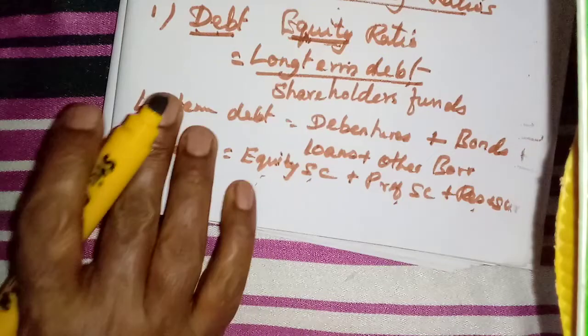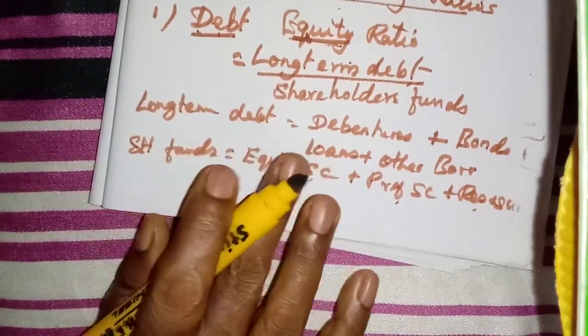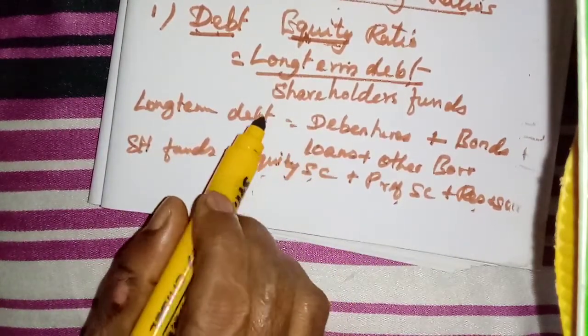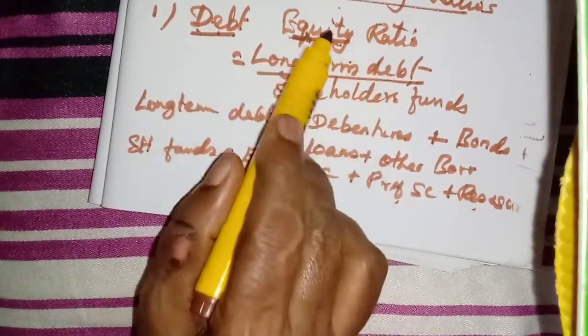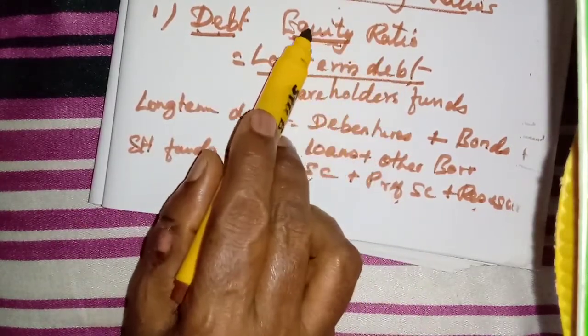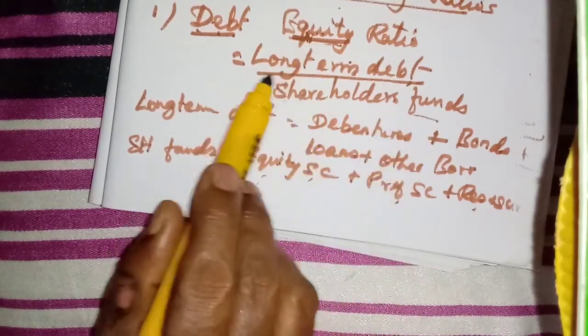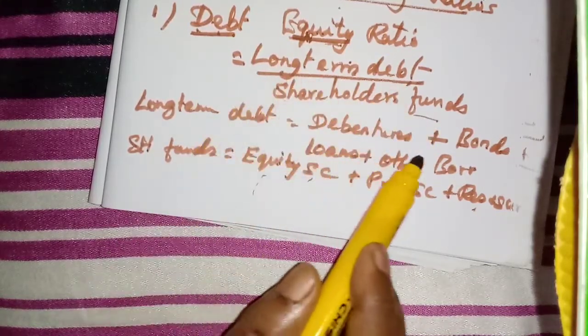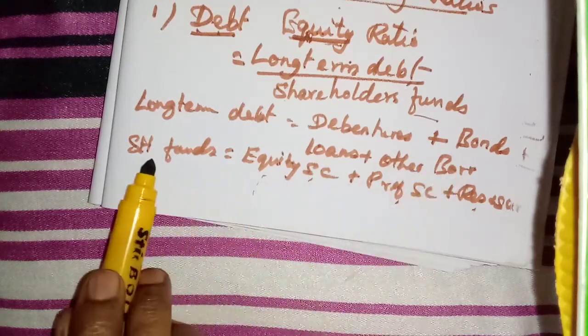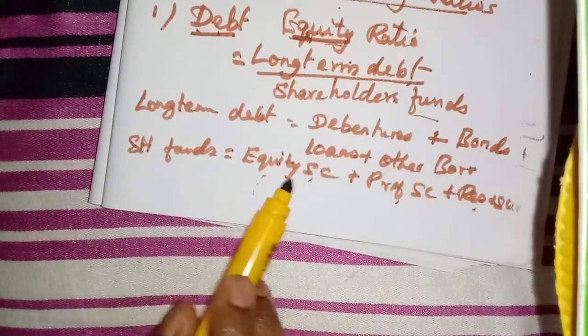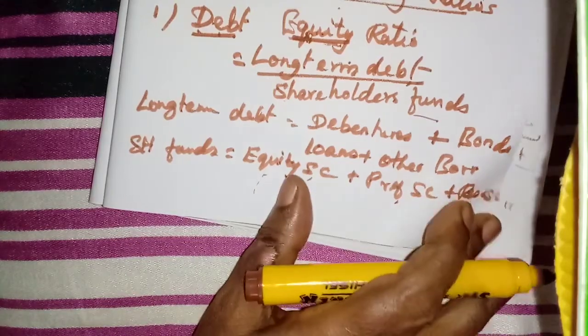Okay, that is called debt equity ratio. Very easy. You must not forget to learn the formula. Keep in mind debt equity ratio means debt divided by equity. Equity means shareholders funds. So long term debt means debentures, bonds, loans and other long term borrowings. Shareholders funds means equity share capital, preference share capital, reserves and surplus.